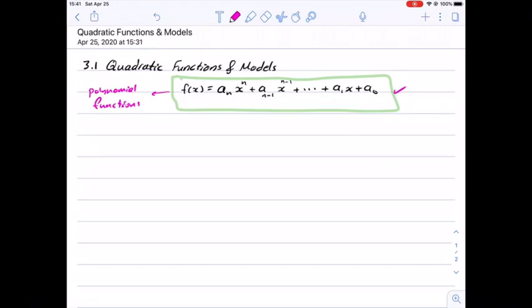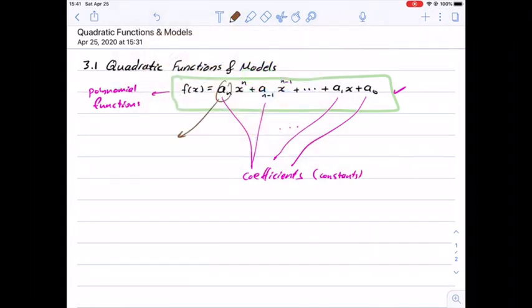Now here we have constants and variables. The constants are a sub n, a sub n minus 1, up to a1 and a0. These are called coefficients of the polynomial. These are constants, actually. The first coefficient, a sub n, is called the leading coefficient. And a sub 0 is called the constant term, because it's not multiplied by some x.